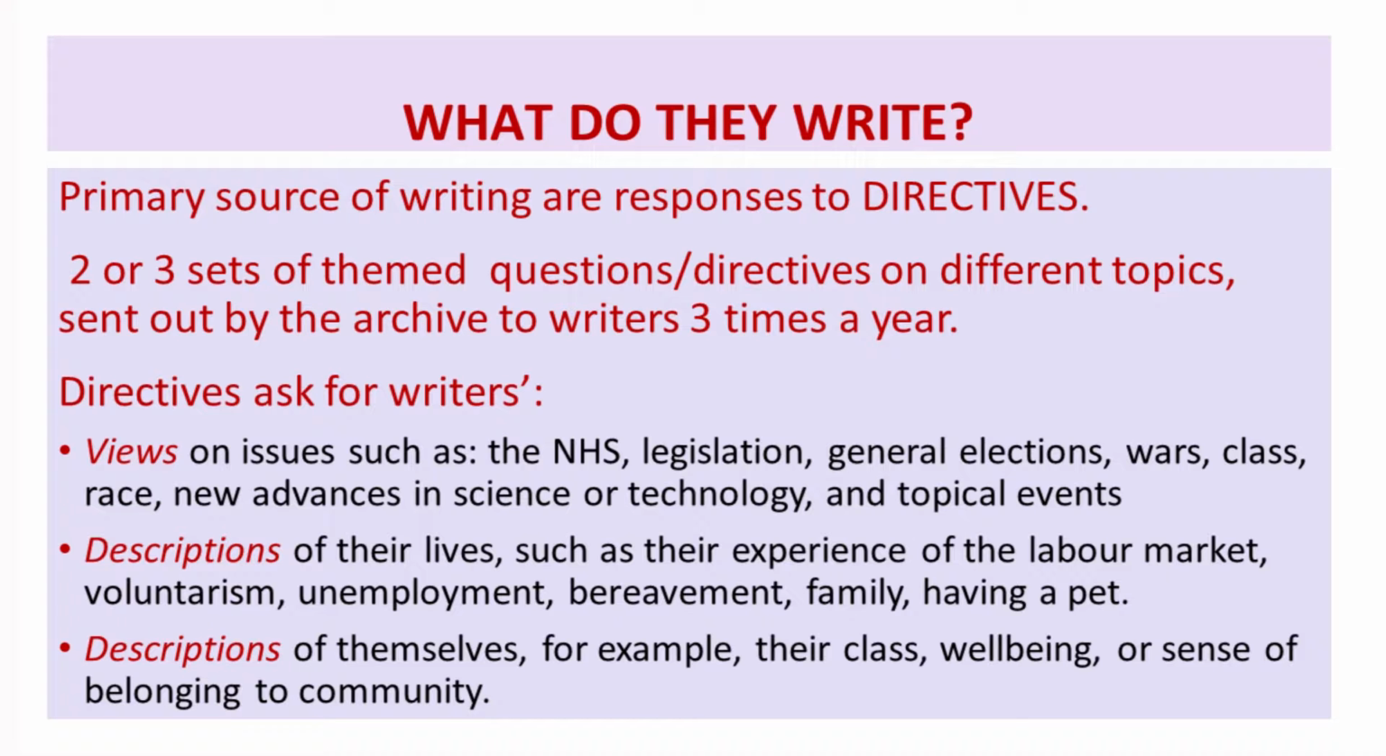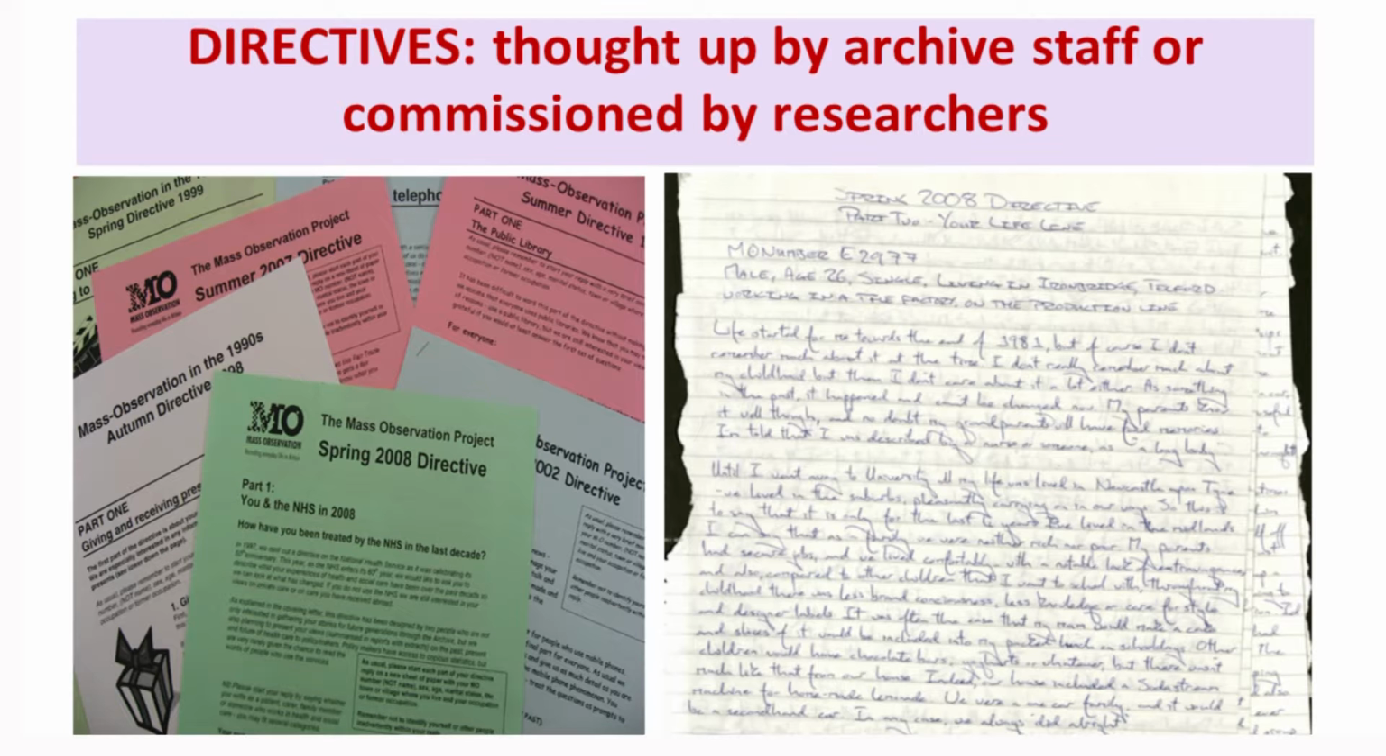They also can be asked to describe their lives, to talk about their experiences such as of paid employment, unemployment, having a pet. And they also can be asked to describe themselves, for example, their perceptions of their class or their health or their sense of belonging to a community. These are just examples of directives that are sent out, some written text that was written in 2008. The directives themselves are thought up by the mass observation staff, but they also can be commissioned by researchers. And as I understand it, there are different rates for, say, PhD students to people who are getting funding.